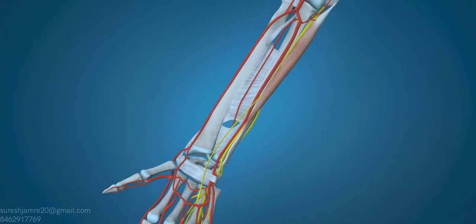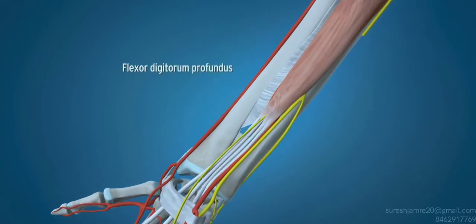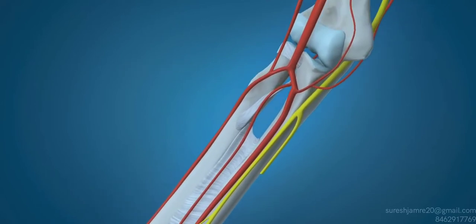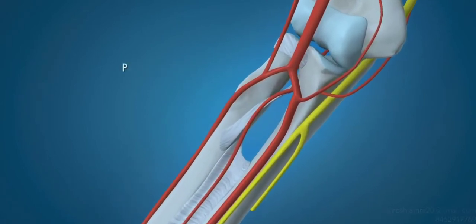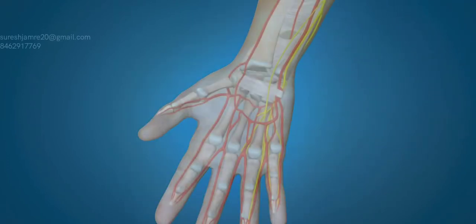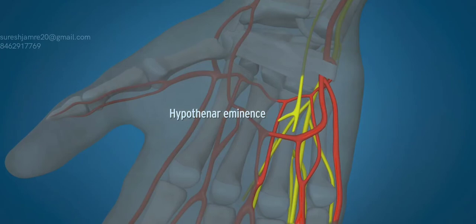Branches. Muscular branches to the flexor carpi ulnaris and medial half of flexor digitorum profundus. Articular branches to elbow joint. Cutaneous branches. Palmar cutaneous branch arises in the middle of forearm. It supplies the skin over the hypothenar eminence.